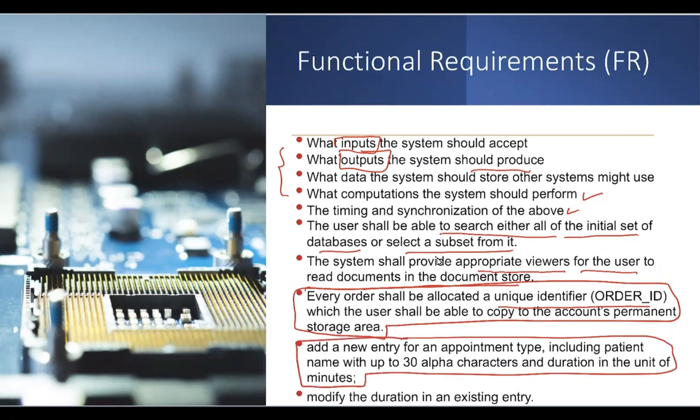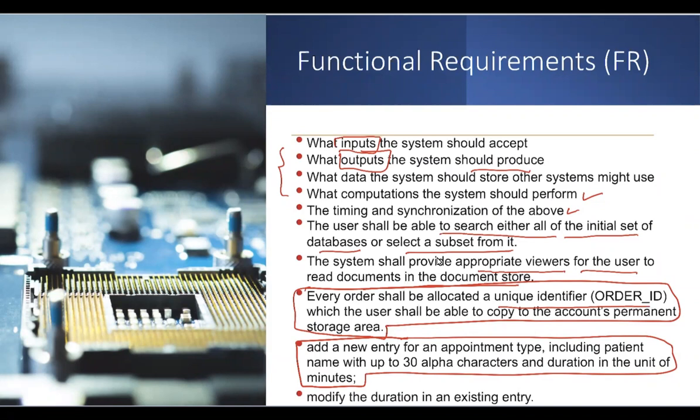If you add a new entry for an appointment type, including patient name, which might read up to 30 alpha characters and duration in the unit of minutes, you are stating a statement about the functionality of the system to allow a new entry. So you would like your system, when you click on a button, this button will generate a new entry. When it's developed, I would like the system to allow a creation of a new entry. This is a function of the system. So this statement is a functional requirement.